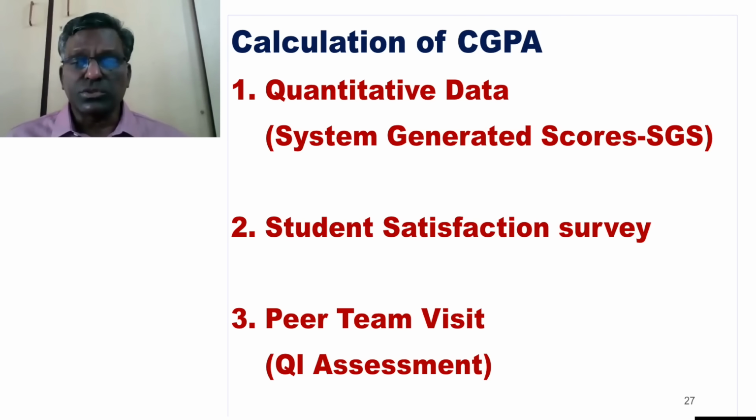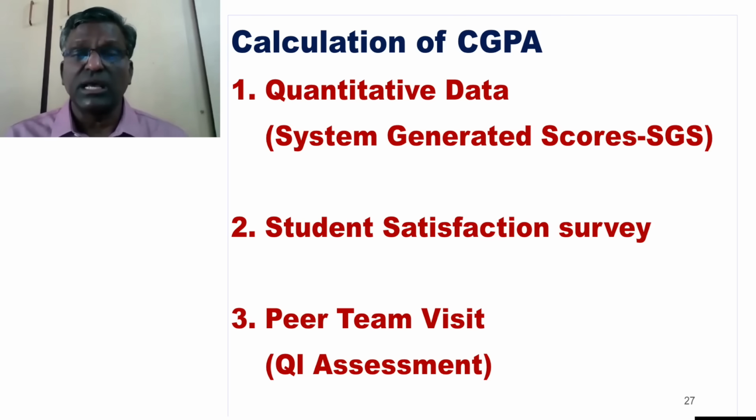Now, the scores are derived from 3 sources. Source number 1, system generated scores, and this is with reference to quantitative data. After the data validation and verification is over, the system will generate scores, and this applies to quantitative data. Then the student satisfaction survey, where the weightage varies from 50 to 60. Then the peer team visit, qualitative assessment. This is like a question paper consisting of part A, part B, part C. So you put together and you have the cumulative results.